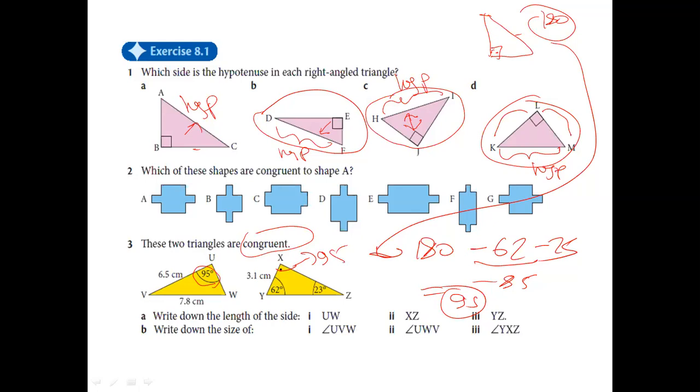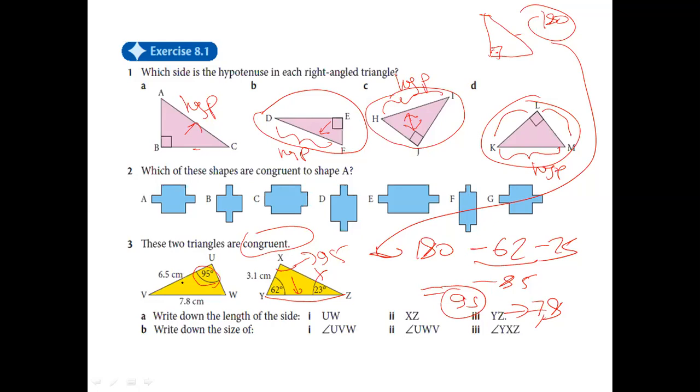The opposite of the wider angle is our longest side. And here also the wider angle is 95. The opposite of 95 is equal to 7.8 centimeters. That's why YZ is equal to 7.8 centimeters. Okay, the second widest angle is 62. The opposite of 62 we don't know, that's why I'm writing X here.